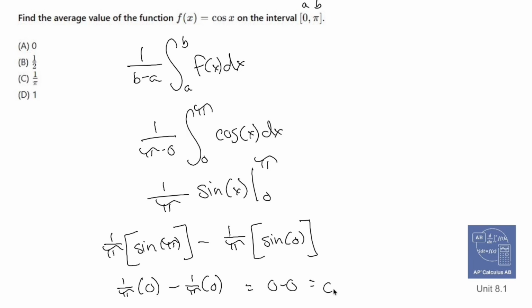Let me get my calculator. 0. The answer is 0, which should make sense because if you were to graph cosine from 0 to pi, you're going to get nothing for the average value because you're going to go from 1 to -1. And the average value of 1 and -1 is 1 plus -1 divided by 2, which is nothing. So it all makes sense in the end.